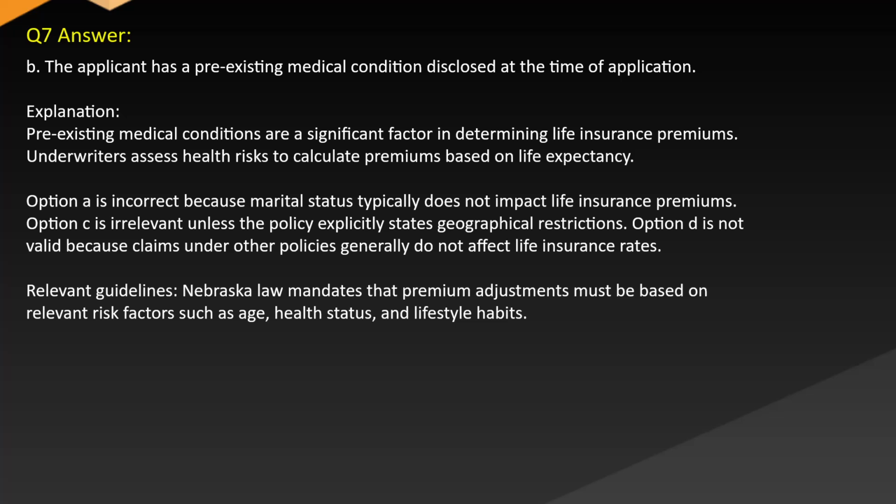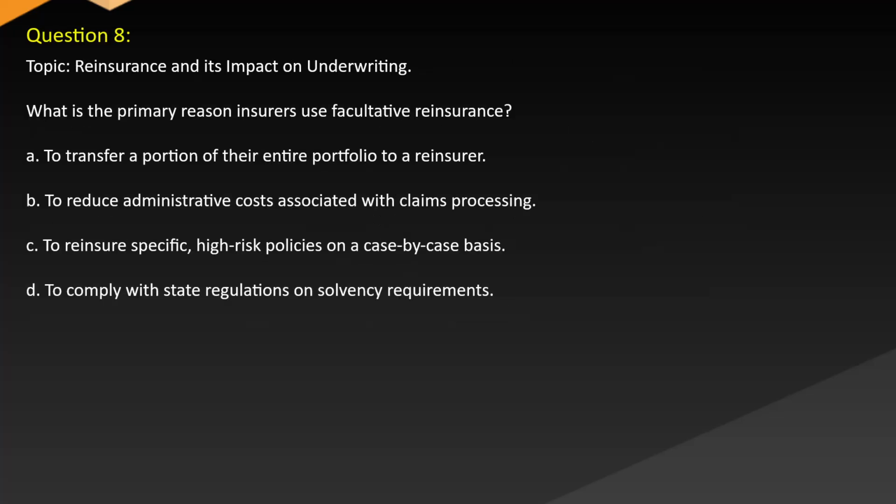Option A is incorrect because marital status typically does not impact life insurance premiums. Option C is irrelevant unless the policy explicitly states geographical restrictions. Option D is not valid because claims under other policies generally do not affect life insurance rates. Relevant guidelines: Nebraska law mandates that premium adjustments must be based on relevant risk factors such as age, health status, and lifestyle habits. Question 8.